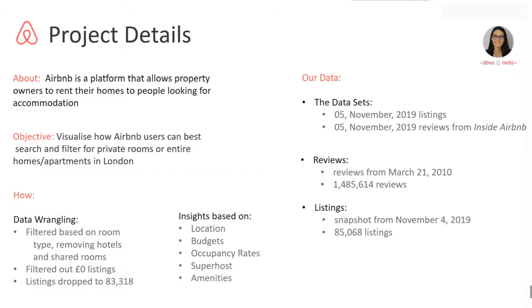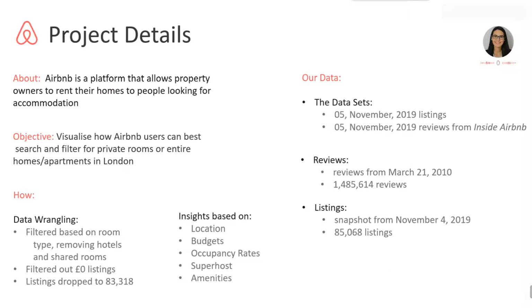A little bit about the reviews data. It spans all the way back to March 21st, 2010 and has just under 1.5 million reviews. And the listings data set is a snapshot from November 4th, 2019 and has just above 85,000 listings. We then further filtered our listings data set and reviews data set, filtering on room type, removing hotels and shared rooms, and then in our listings dataset, we filtered out £0 listings. This dropped our listings from 85,000 to just above 83,000.